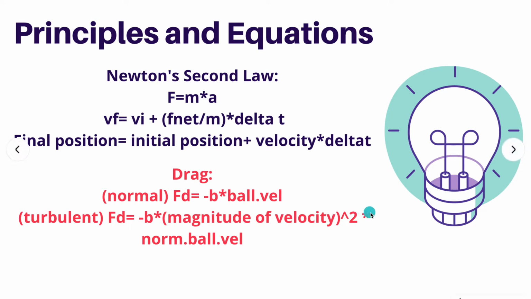Again, we're going to use Newton's second law, which is F equals ma, and this is part of the code that we will implement, which is that the final velocity is equal to the initial velocity plus the net force acting on the object divided by the mass of the object times delta t.